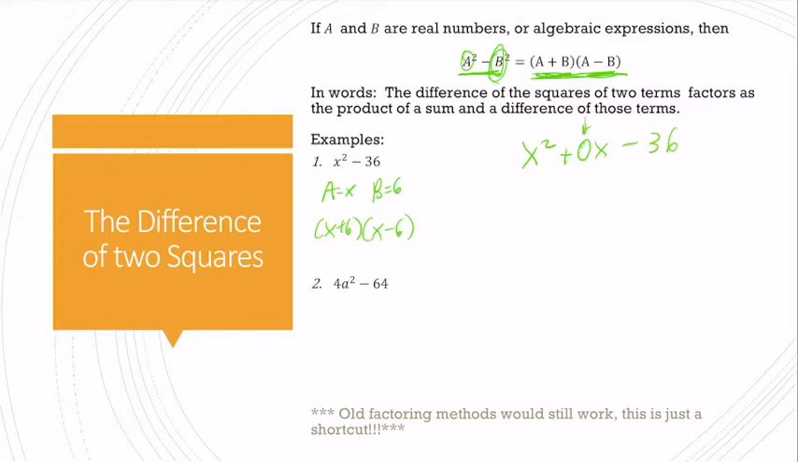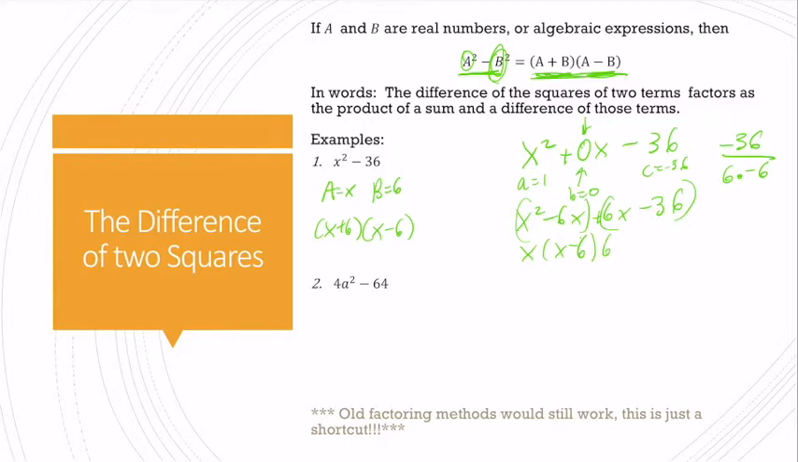I need to now find the factors of AC that add up to B. Well, what are some factors of negative 36 that add up to 0? Well, that's 6 and negative 6. So I have x squared minus 6x plus 6x minus 36. We factor by grouping. I get x plus 6 times x minus 6. See, I would have gotten the exact same answer, but this is a little bit of a shortcut.